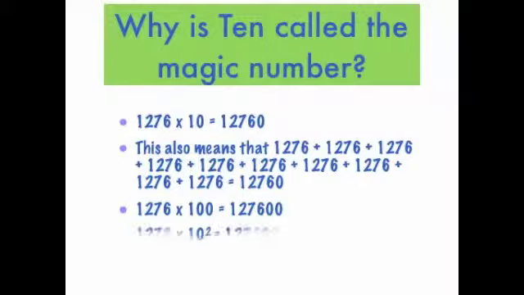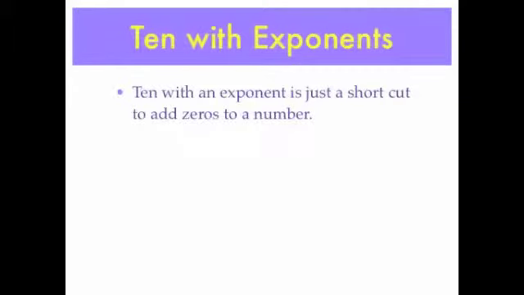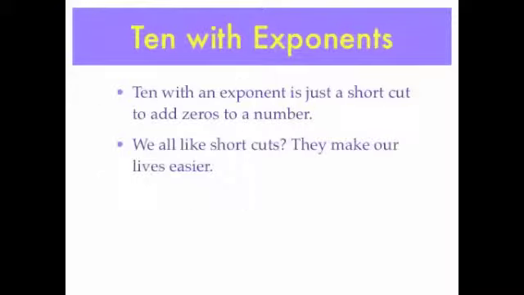Here's another neat trick. You can change the zeros on the 10 to exponents. So 1,276 times 10 squared, or 10 to the power of 2, equals 127,600. So what does that mean? 10 with an exponent is just a shortcut to add zeros to a number. We all like shortcuts. They make lives easier.